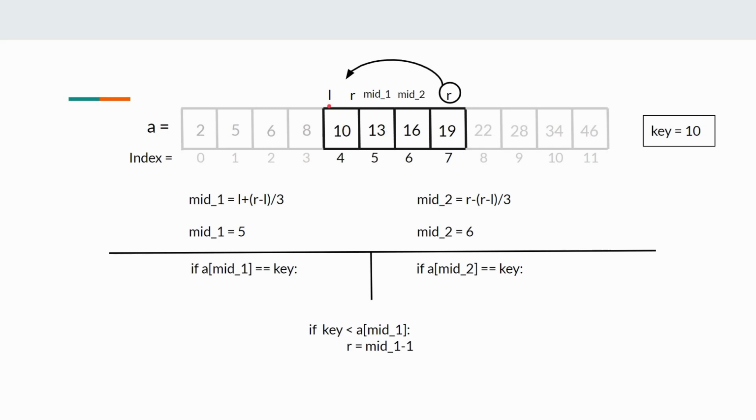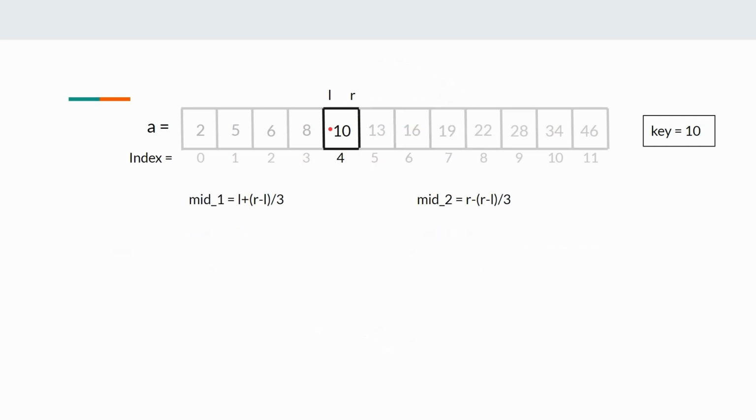But here we can see our left and right, both of them are at the same index. Which means now our array is reduced down to one singular element after our second iteration. When it's down to one singular element after multiple iterations, that's your worst case scenario for ternary search. You have to search the entire array until you have one element left.